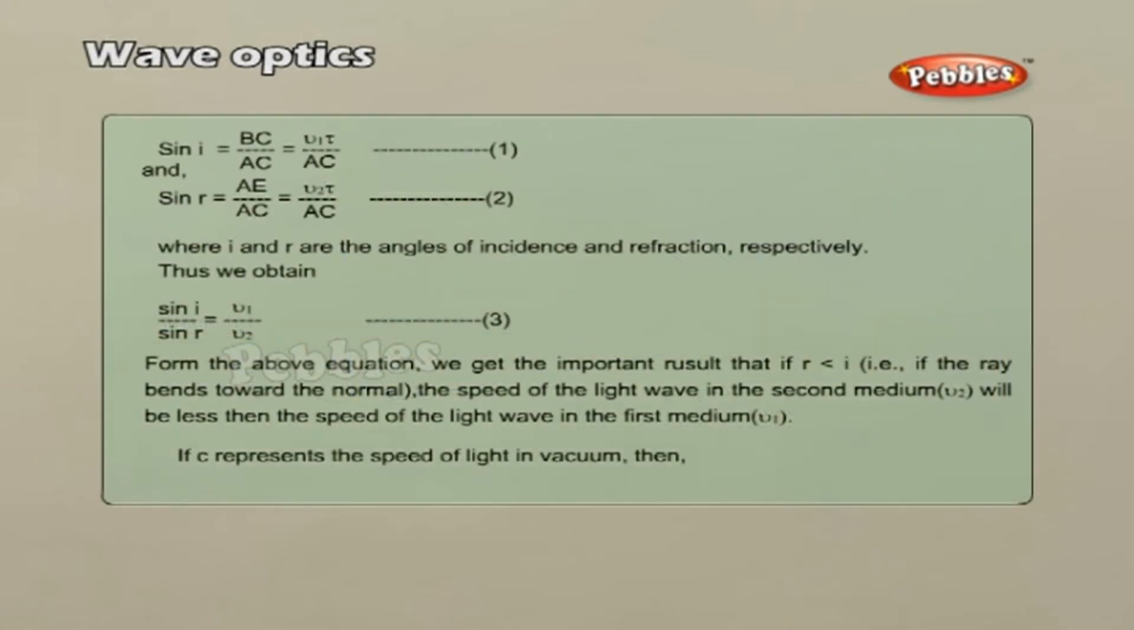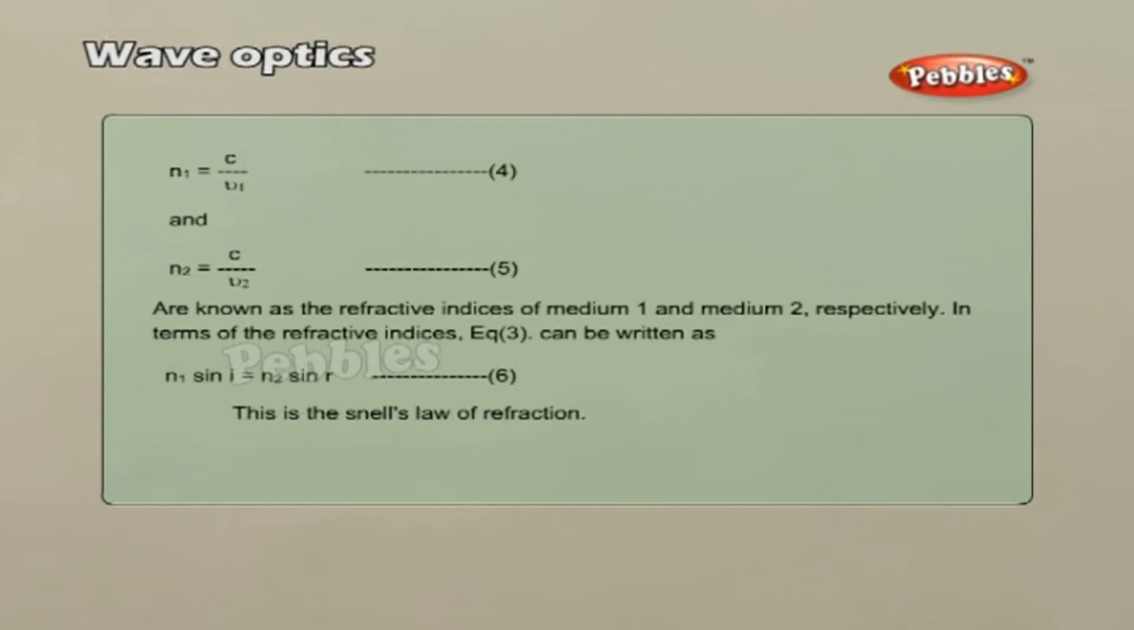In order to determine the shape of the refracted wavefront, we draw a sphere of radius V2 tau from the point A in the second medium. Let CE represent a tangent plane from the point C on the sphere. Then AE equals V2 tau and CE would represent the refracted wavefront. If we now consider the triangles ABC and AEC, we readily obtain equations as shown above.